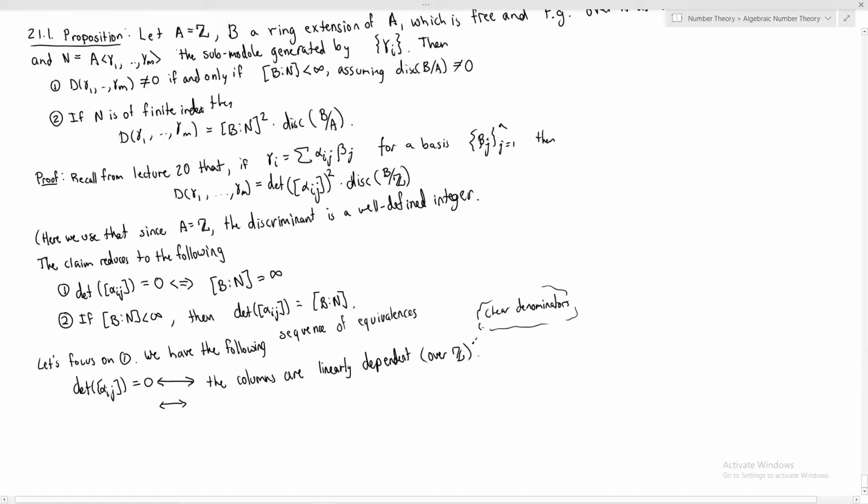I see. Okay. So the columns are linearly dependent over Z. I think the condition that I'm missing here is that these should have the same number of elements. So really this should be free and finitely generated of rank M.